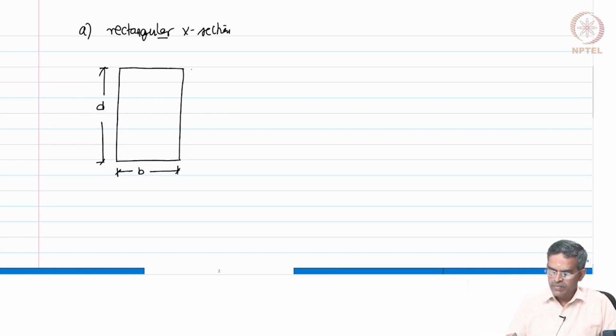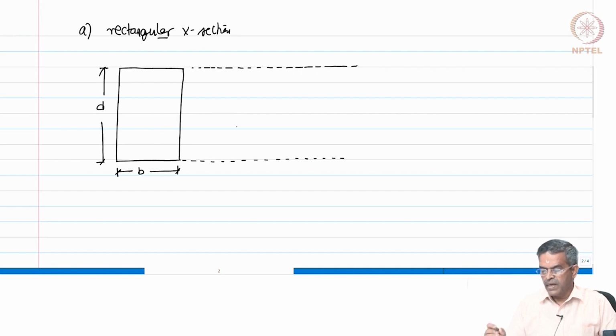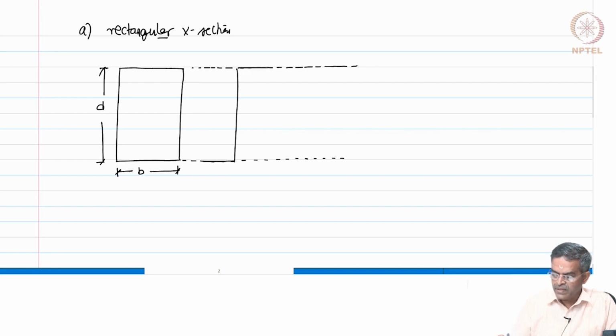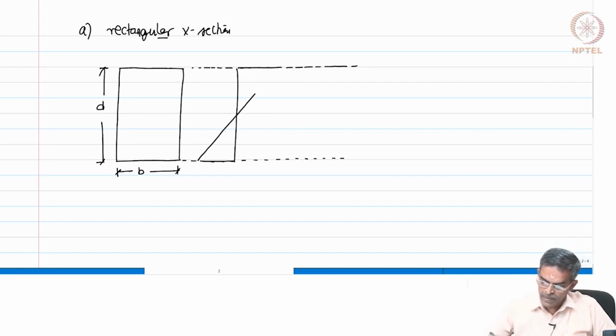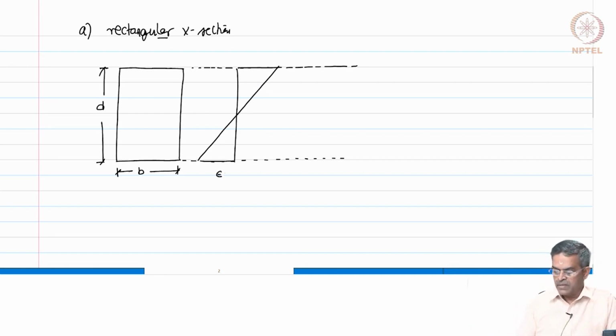So, let us draw the stress diagram at elastic state and plastic state. So, this means elastic state, because only the extreme fiber is yielded. As usual, this is my compressive force and tensile force. This is sigma y.